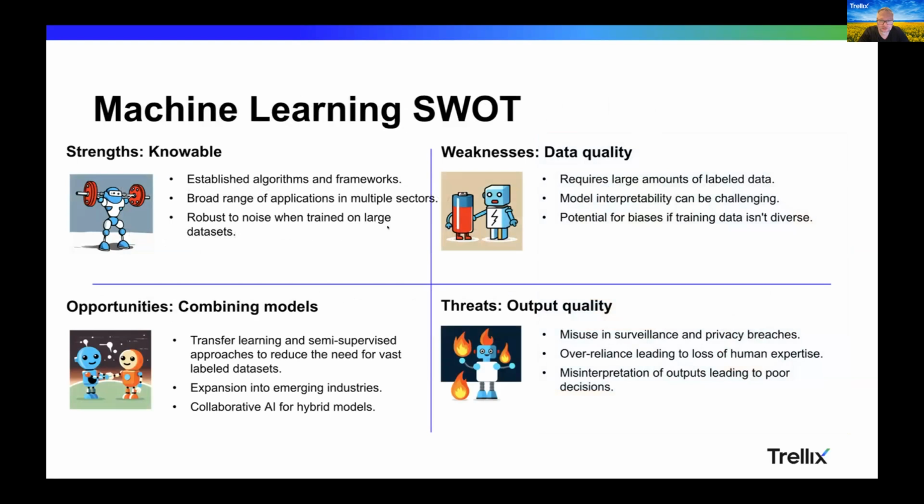So what are the strengths, weaknesses, and opportunities for machine learning? If you look at the strengths, it's knowable. It's pretty easy to understand the algorithms because they're fairly straightforward for the most part, and they tend to be robust. The weaknesses, they rely on having very high quality data. Any kind of problem with labeling is going to make for garbage in, garbage out. The opportunities, you can combine them, you can use them in new places. There's still a ton of research going on in machine learning. It's not going anywhere. We're talking a lot about generative AI lately, but machine learning is still very important. Some of the threats on it are the output quality, some misuse, of course, and things like that.